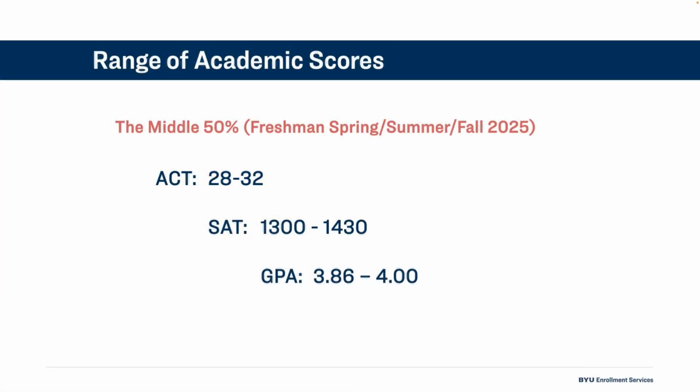All right, we do still get asked, of course, what are your averages? What does the typical admitted student have? And so here are a few statistics from our last application cycle from spring, summer, and fall 2025. So these are the middle 50% of our admitted freshmen from last year. They had an ACT between 28 to 32, SAT between 1300 to 1430, and a GPA between 3.86 to 4.0. Again, this is the middle 50% of our admitted applicants, so 25% of our admitted applicants had lower scores than this, and 25% had higher.